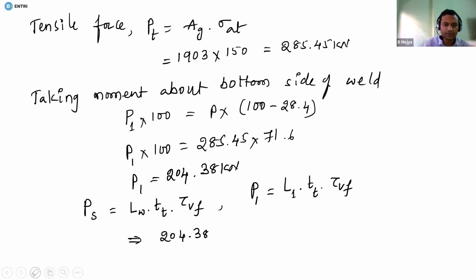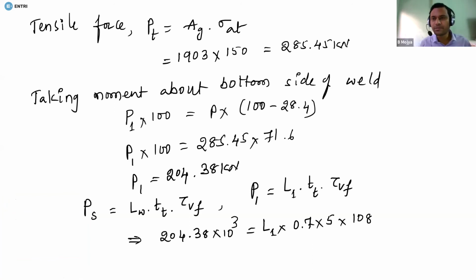let me rewrite it. Into 10 to the power 3, because I am converting to newtons. That is equal to L1. What is the value of L1? L1 only we have to find. So t_t is 0.7 into the size of the weld, that is 5, into tau_vf, 108.